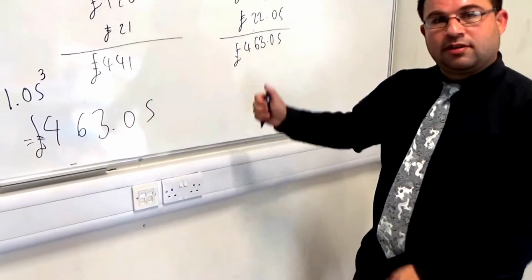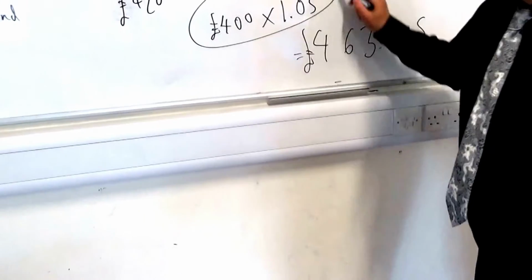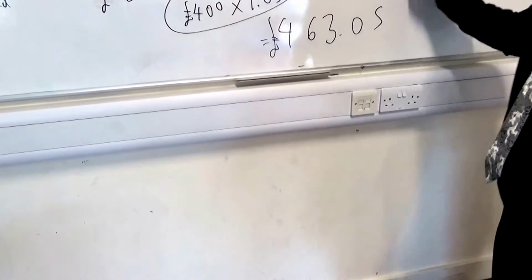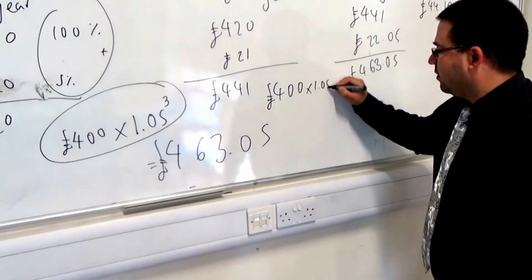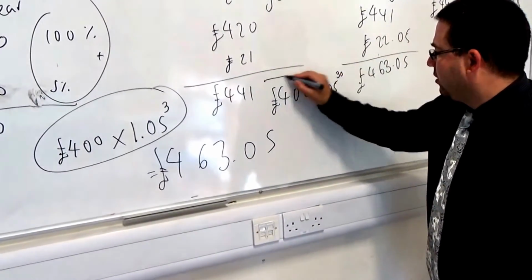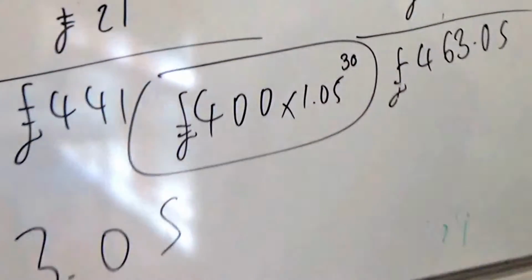Okay, that looks very simple. Yeah? So if you want to do it over 30 years, the power will be 30 here, so it will be exactly the same: £400 times 1.05 to the power 30. So instead of doing that 30 times, that will take care of it. I see.